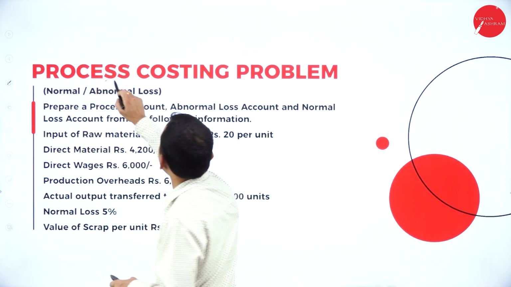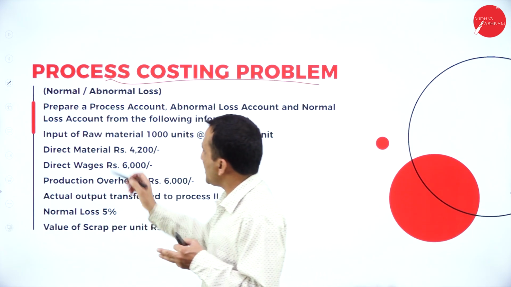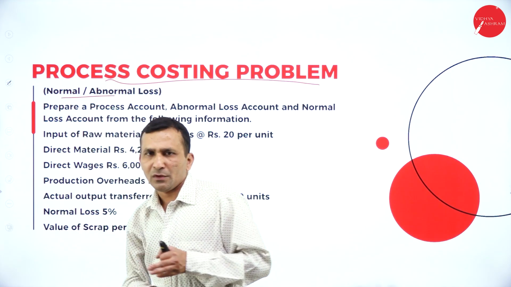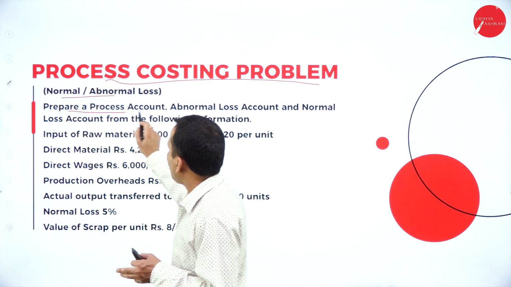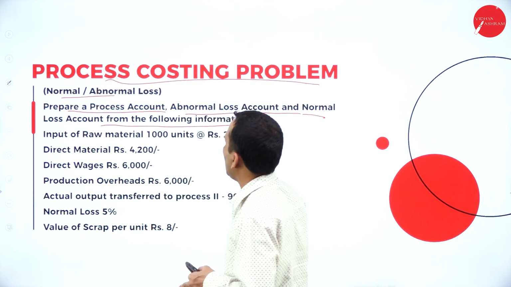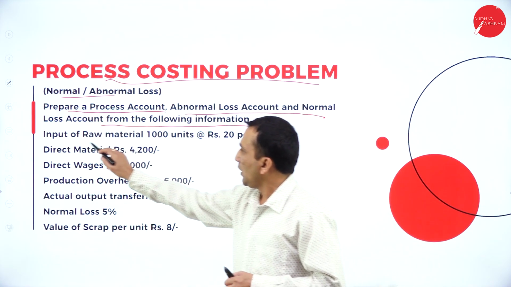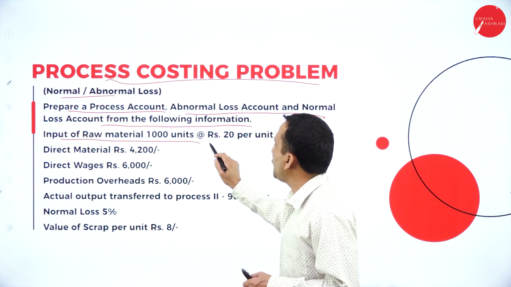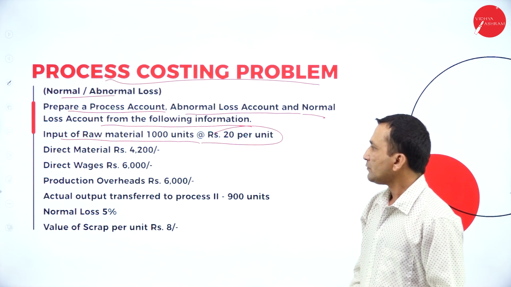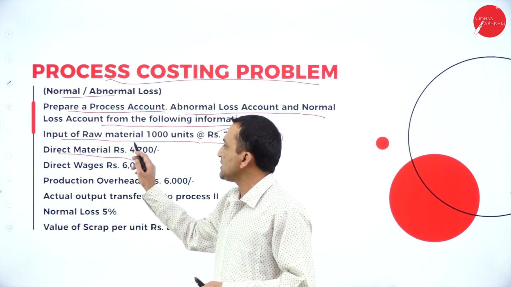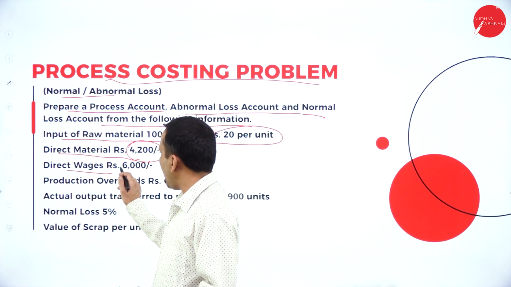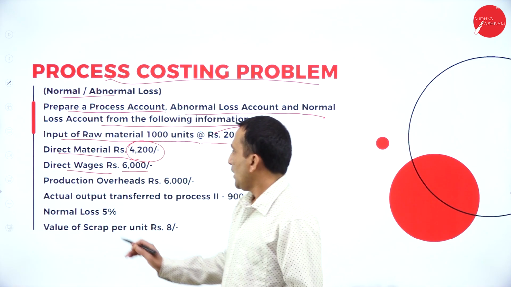And now moving to the process costing problem, we can refer to this problem for normal and abnormal losses. Prepare the process account, abnormal loss account and normal loss account from the following information. First, input of raw material 1000 units at the rate of 20 per unit, we need to multiply, and the direct material value is given as 4200, and the direct wages 6000.